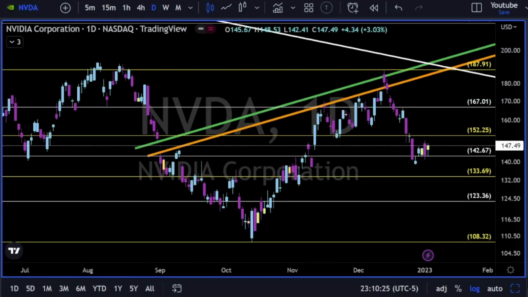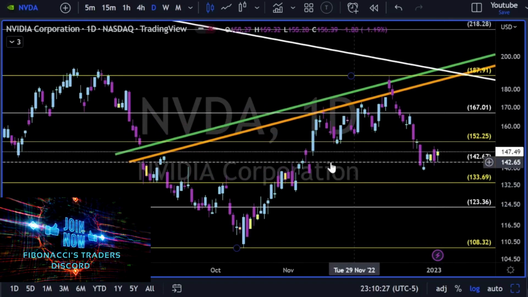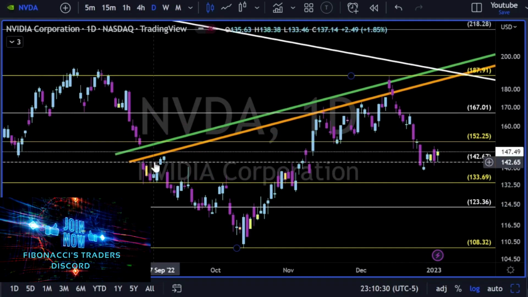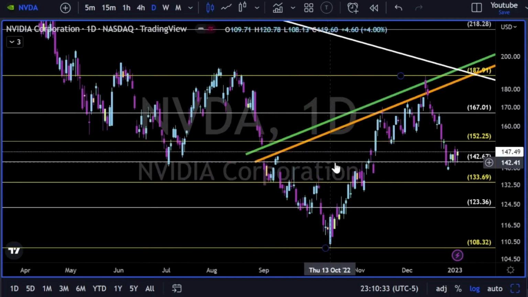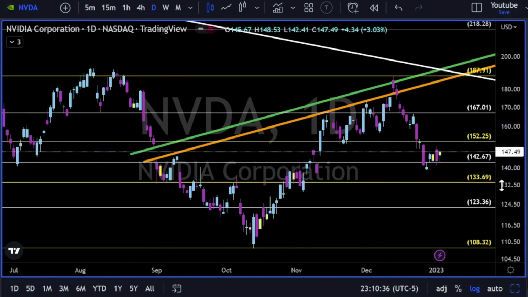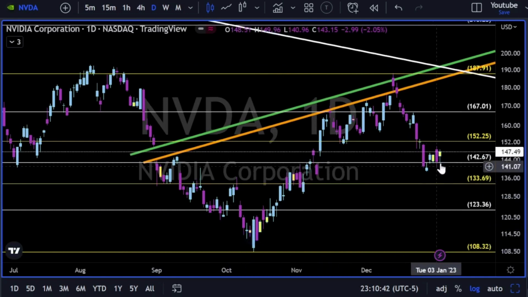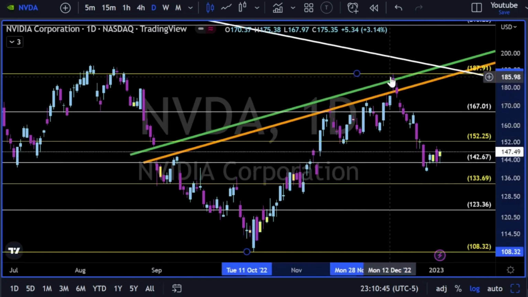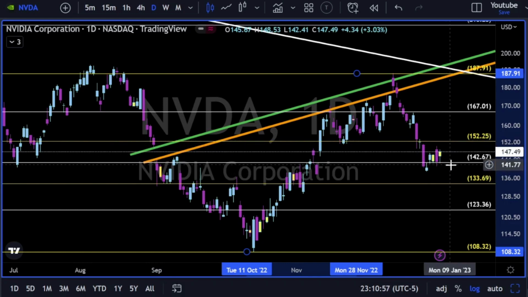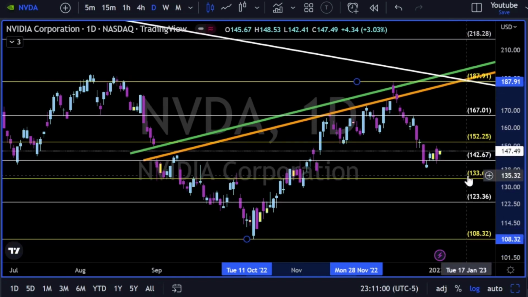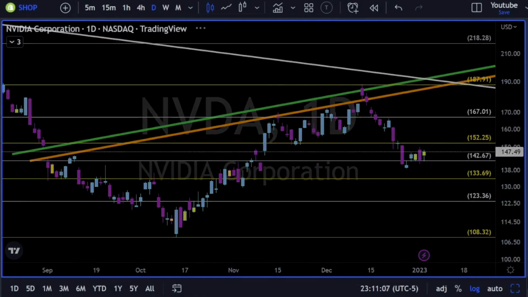Nvidia is next. The 143 area is holding as support. Only by looking left, we can see the 143 area was support and resistance throughout 2022. Now acting as support. It's also the 50% retracement from this uptrend. Retracement 50% holding. Let's see a break above the 152 area. I'm looking for a weekly close above. If 142 fails to hold, we have Fibonacci levels to the downside that will act as support.